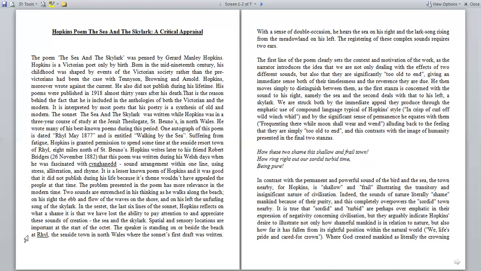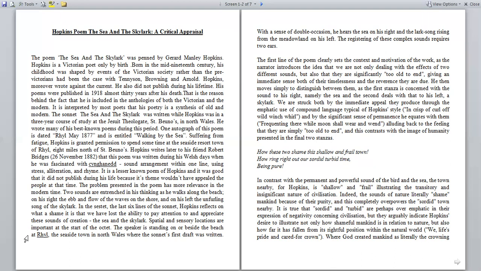The registering of these complex sounds requires attention. The first line of the poem clearly sets the context and motivation of the work, as the narrator introduces the idea that we are not only dealing with the effects of two different sounds, but also that they are significantly too old to end, giving an immediate sense both of their timelessness and the reverence they are due.